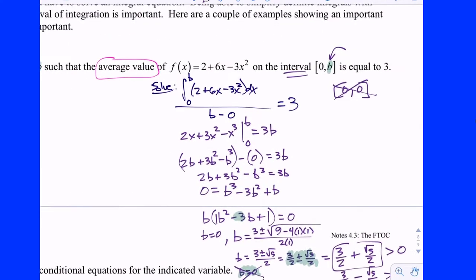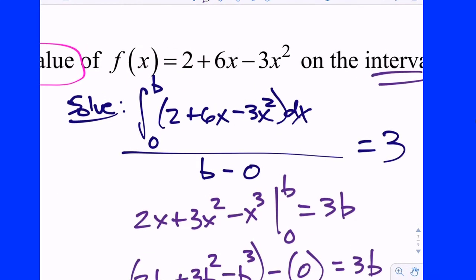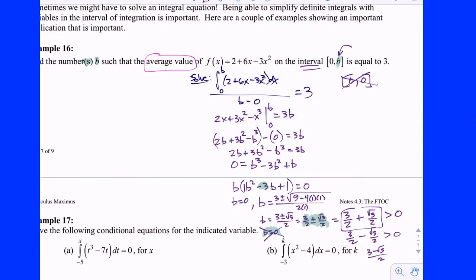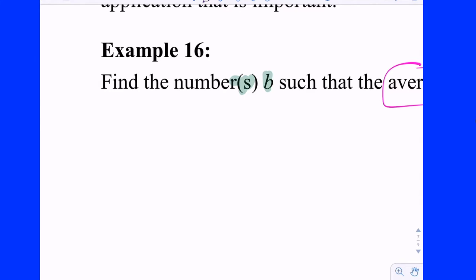So solving integral equations, that's what we set up here. It's a conditional equation with an integral in it, and to solve it, we basically evaluate the antiderivative using the fundamental theorem. We'll be doing a lot of that again in chapter 6. Chapter 6, all about integration. All right, so there was your first taste of an integral equation. Any questions on that?